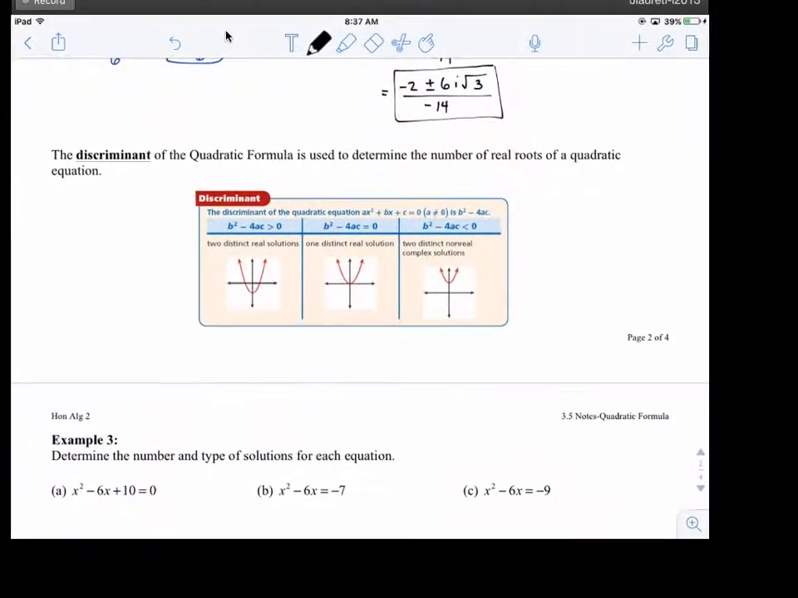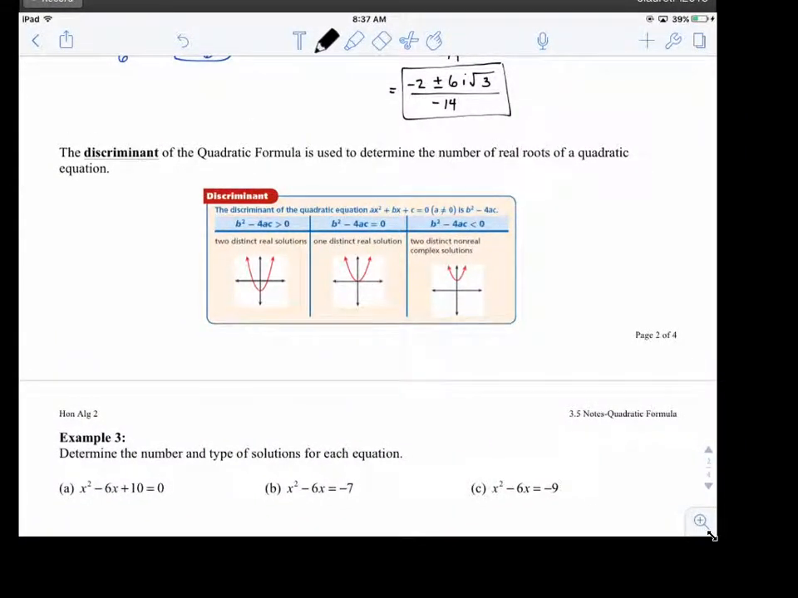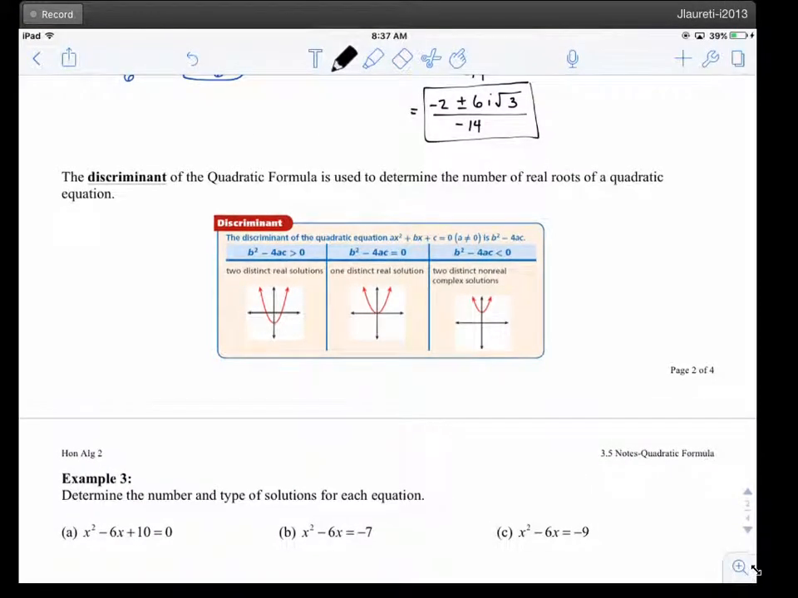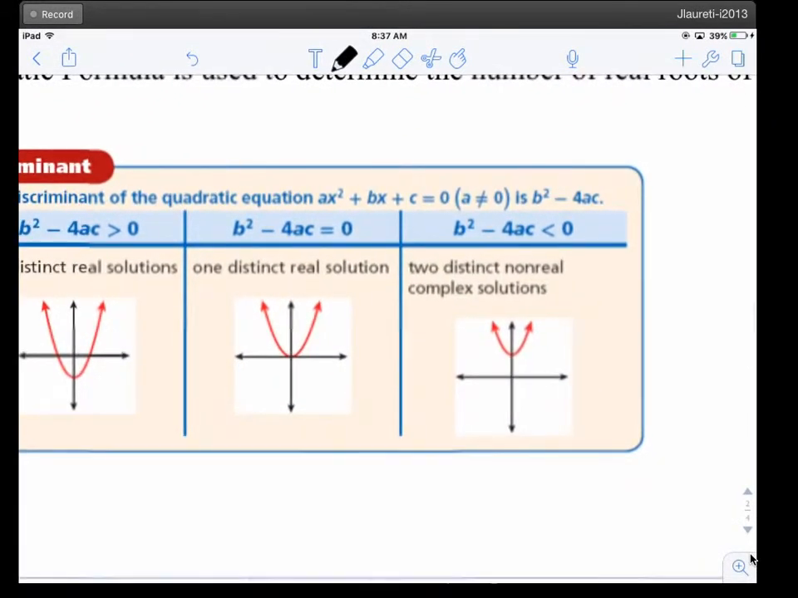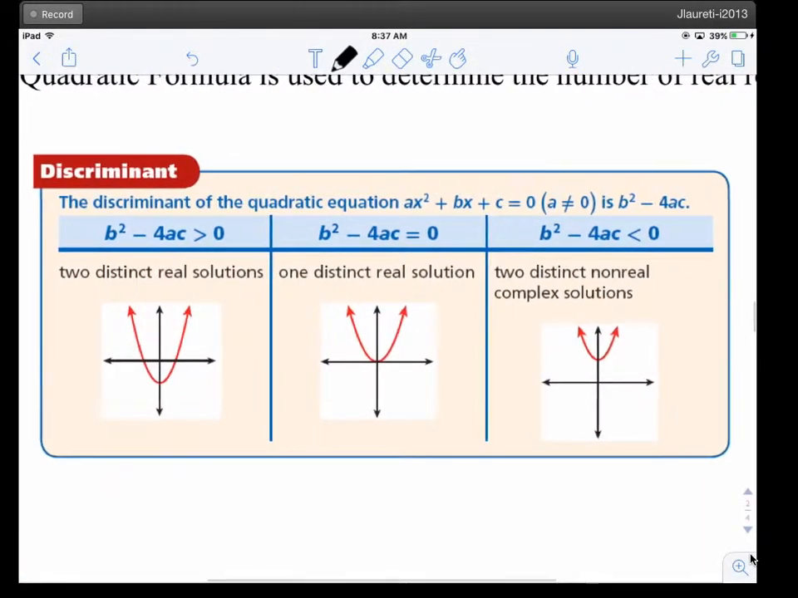Alright, so the next thing we need to talk about is the discriminant. That's going to tell you how many solutions you're going to get to a particular quadratic equation. It's the part that's underneath the square root, so it's b squared minus 4ac. Depending on if you get a positive, negative, or 0, it's going to tell you how many solutions you get. If it's a positive number, that means the curve is going to intersect the x-axis twice. So you're going to have two real solutions. That's the big difference here.